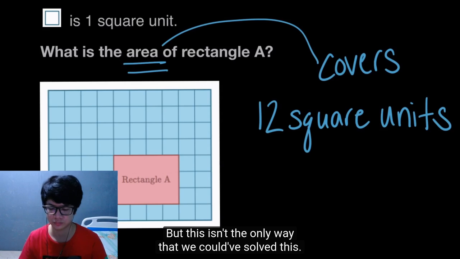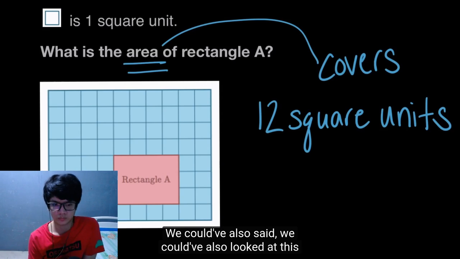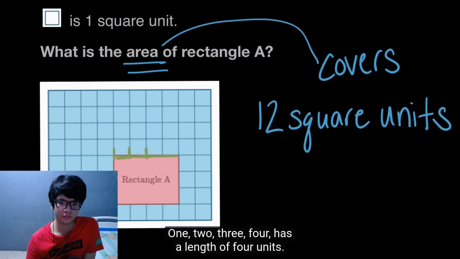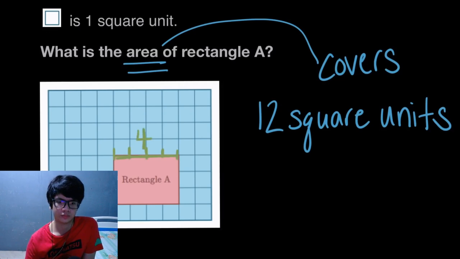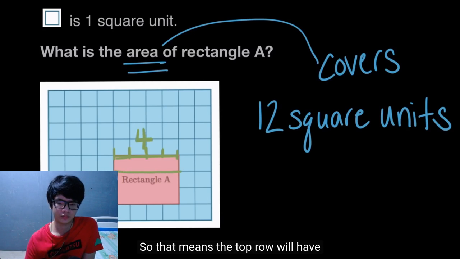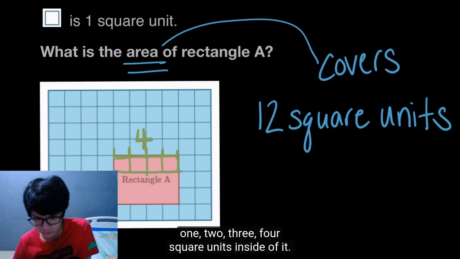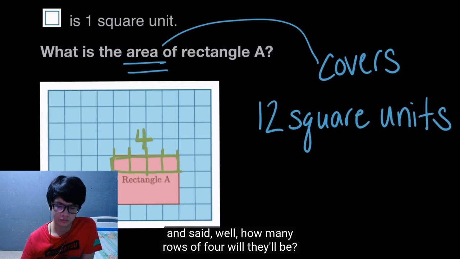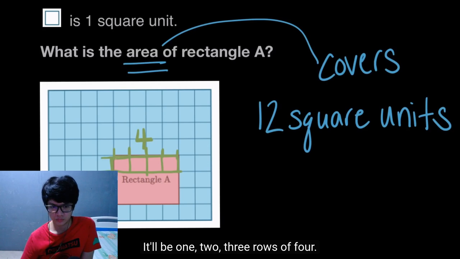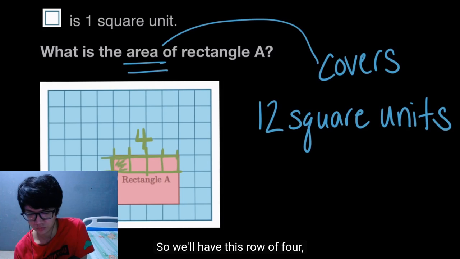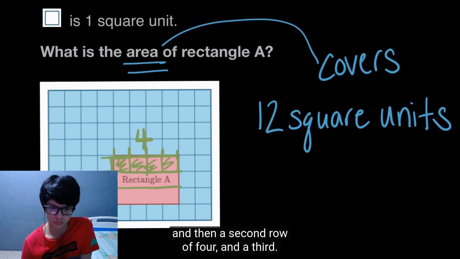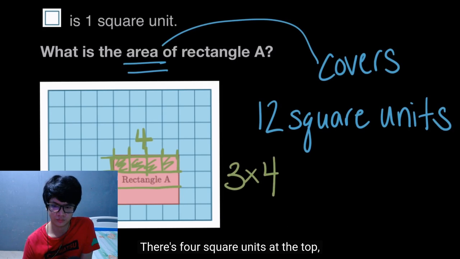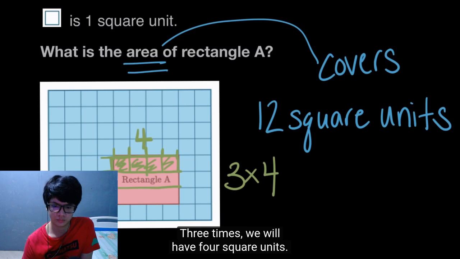But this isn't the only way that we could have solved this. We could have also looked at this and said, okay, this top row is 4 square units long. 1, 2, 3, 4. Has a length of 4 units. So that means the top row will have 1, 2, 3, 4 square units inside of it. And then we could have looked over on the side and said, well, how many rows of four will there be? There'll be 1, 2, 3 rows of four. So we'll have this row of four, and then a second row of four, and a third. So three times we will have 4 square units. There's 4 square units at the top, another in the middle, and another at the bottom.